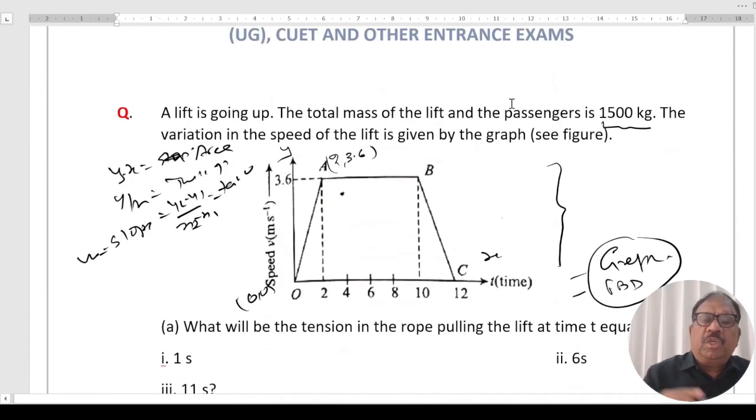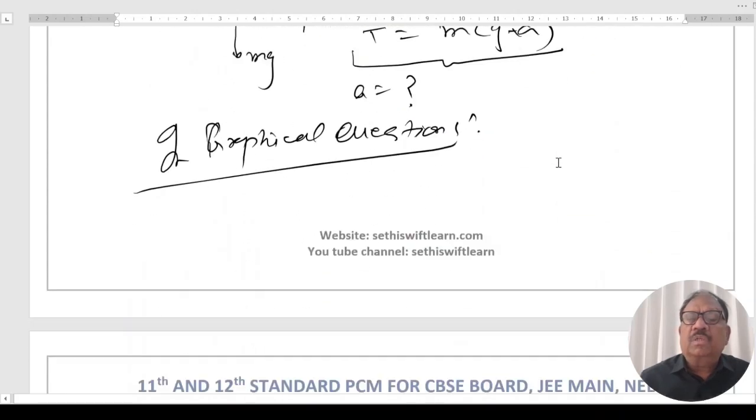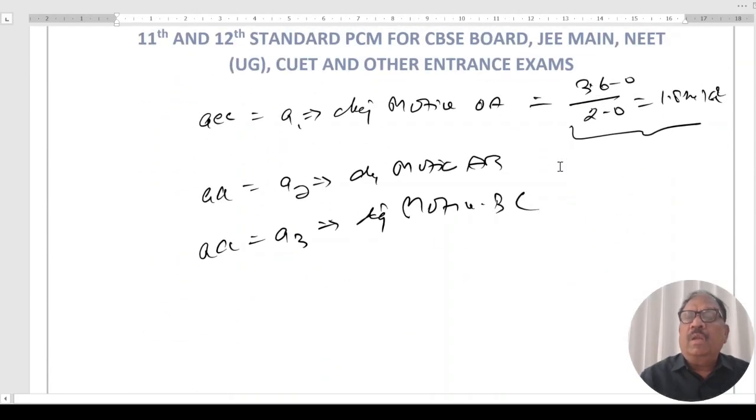Second, in this case, speed is constant. For acceleration, there should be a uniform increase in velocity. So therefore, acceleration a2 is 0. The line is parallel. a2 equal to 0.